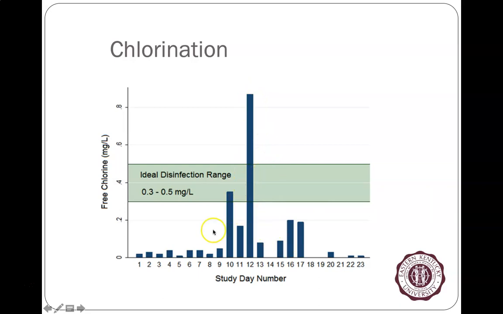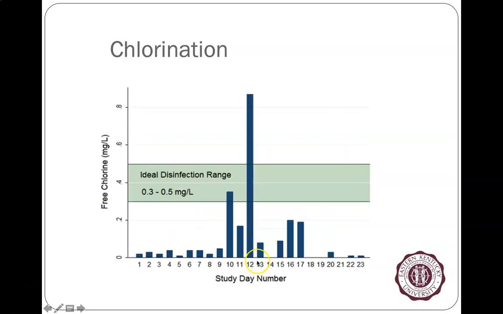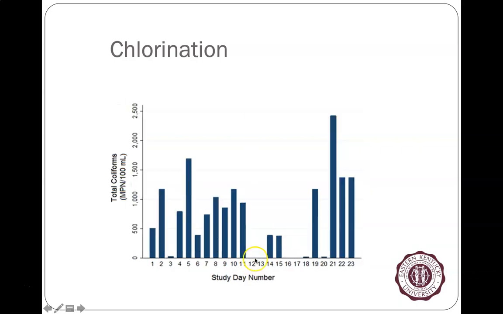But needless to say, knowing what the free chlorine levels are is important for knowing the disinfection capability of the water, how safe the water is to drink. And you can see on the days when the disinfectant was present, day 12 and 13, there were no total coliforms. But you saw a lot of total coliforms in that water.